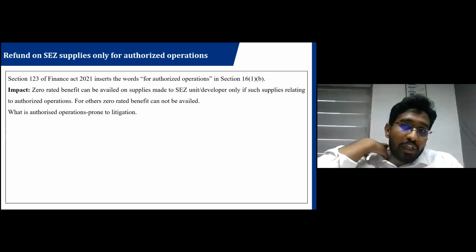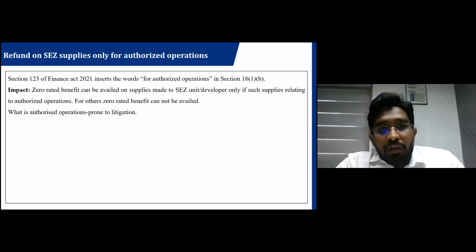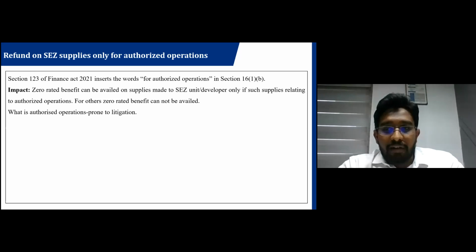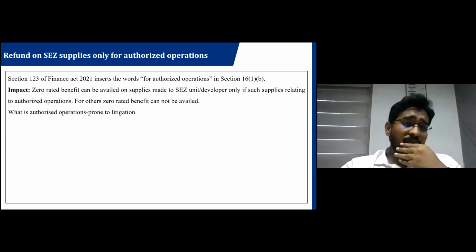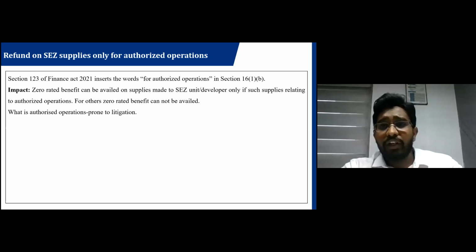Refund on SEZ supplies only for authorized operations. They have amended section 16 to the effect that if you are supplying goods to SEZ for authorized operations only, it is covered under zero rated supply. Till now, whatever supplies were made to an SEZ unit or developer were covered under zero rated supply. But once this Finance Act is notified, if you supply goods for authorized operations only, you can avail the benefit under zero rated. If you are supplying for other than authorized operations, you should charge tax.